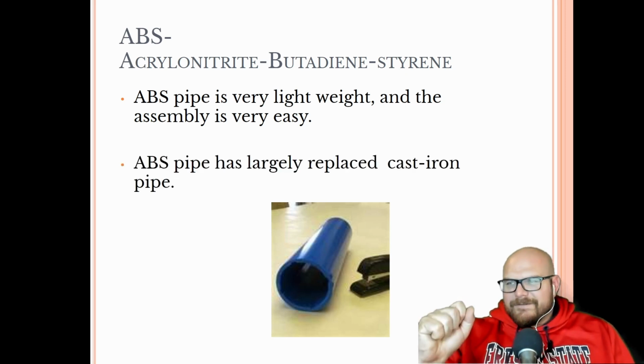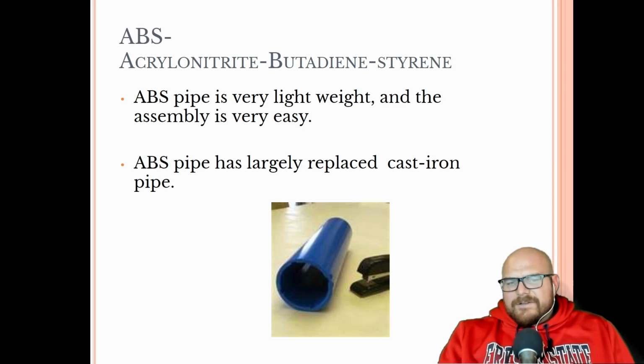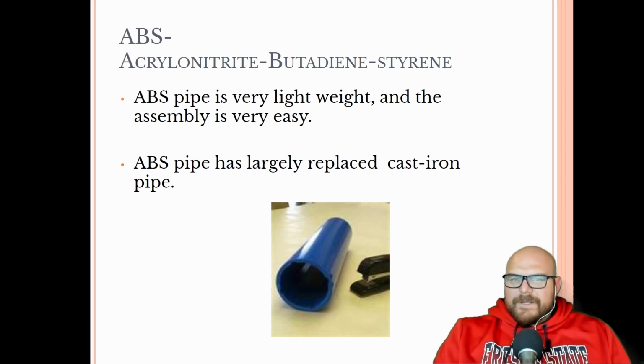Okay, and it has replaced cast iron. So if you're in an older home, you might have had cast iron for your drain waste vent system. Newer homes, newer construction, ABS is the thing. It's going to last a lot longer. It's going to hold up to rust, wear and tear a lot better than the cast iron pipe.